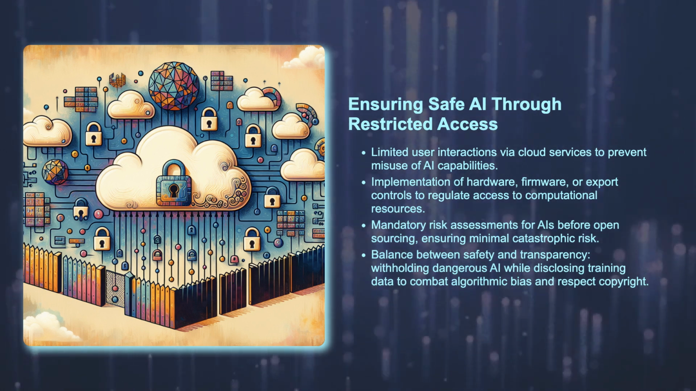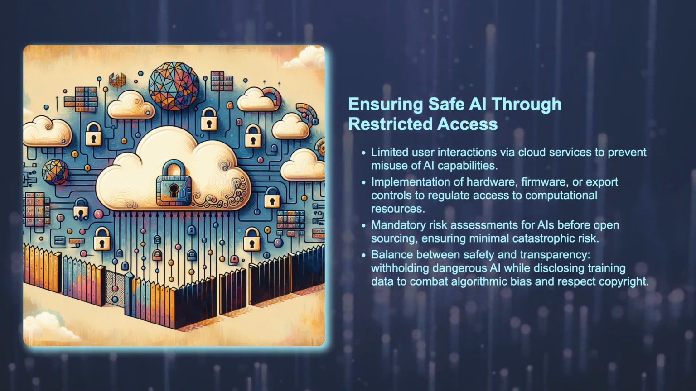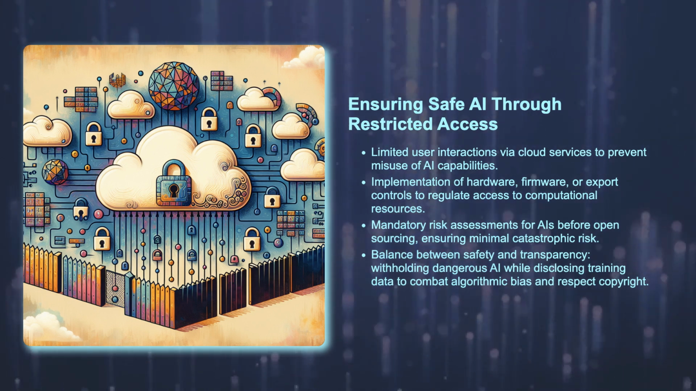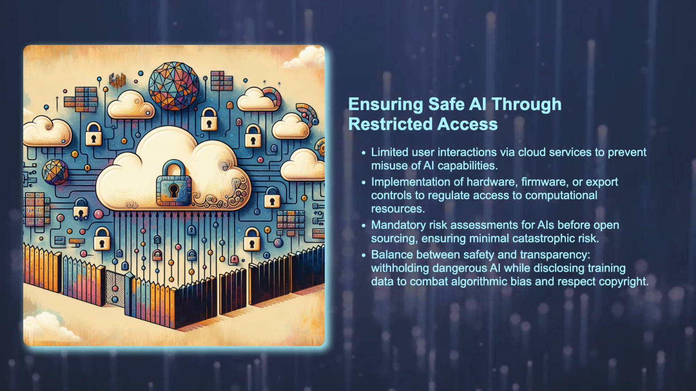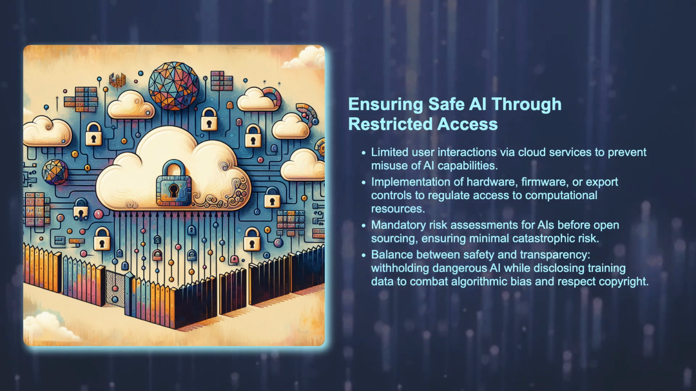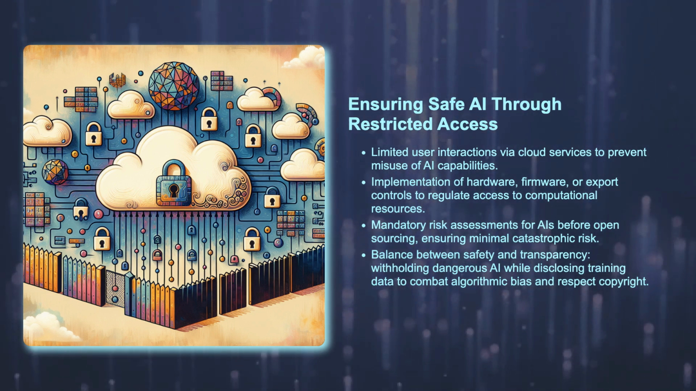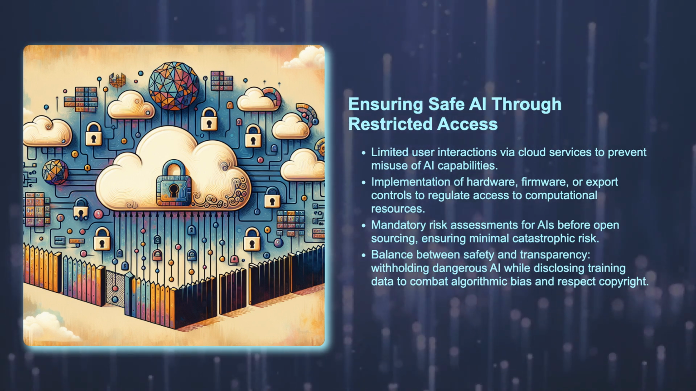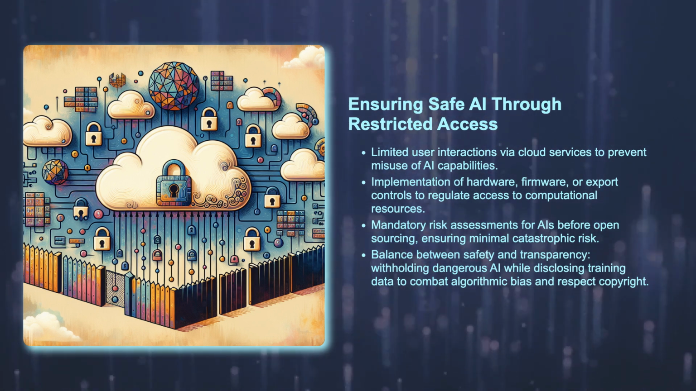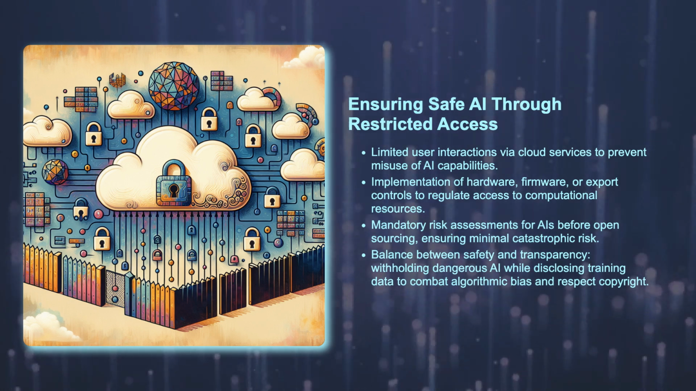Lastly, AI developers should be required to show that their AIs pose minimal risk of catastrophic harm prior to open sourcing them. This recommendation should not be construed as permitting developers to withhold useful and non-dangerous information from the public, such as transparency around training data necessary to address issues of algorithmic bias or copyright.